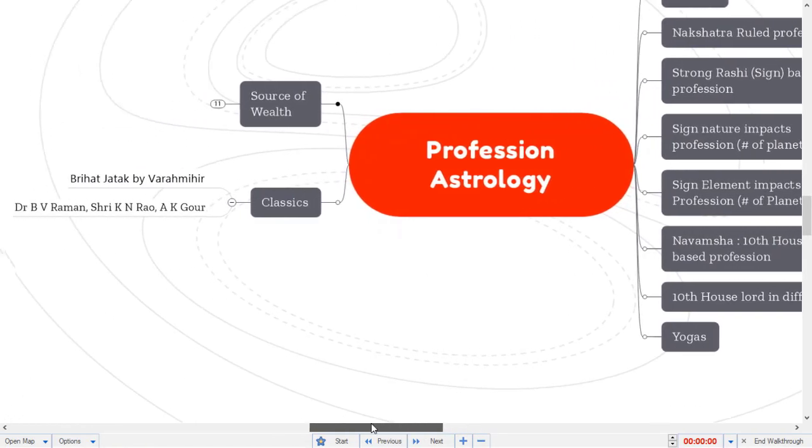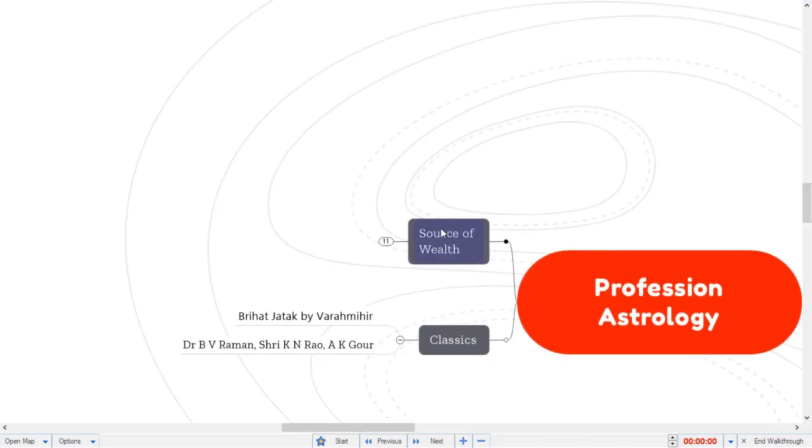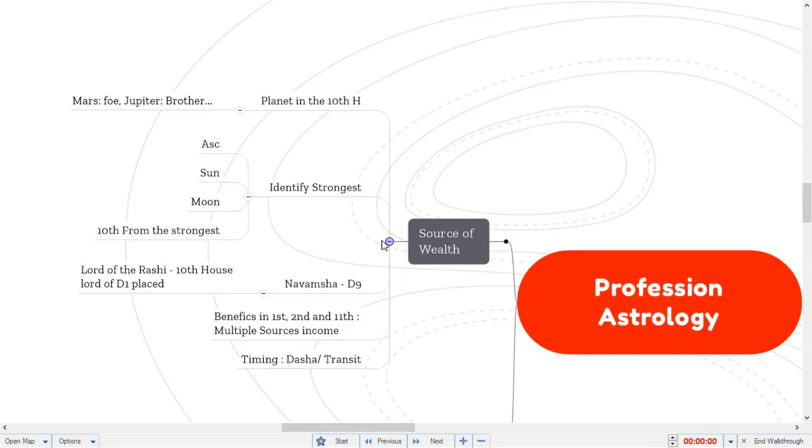Now let's look at the other aspect. What is also important to understand in the chart? You should understand where the source of wealth is coming in. Of course, your profession is what is going to drive the wealth. So you need to look at the planet in the 10th house. For example, if you see Mars in your 10th house, and it's not the lord of your 10th house, if Mars is just placed in the 10th house, that means you might be earning from your foes, your enemies. You do something, but you'll gain from them.